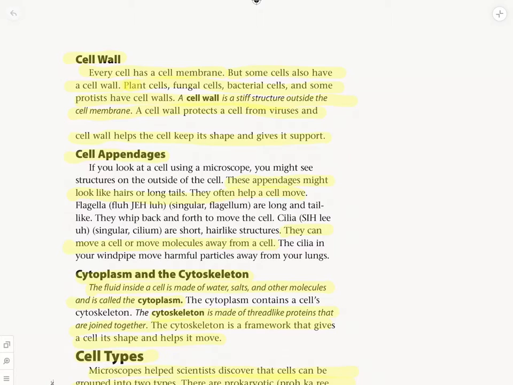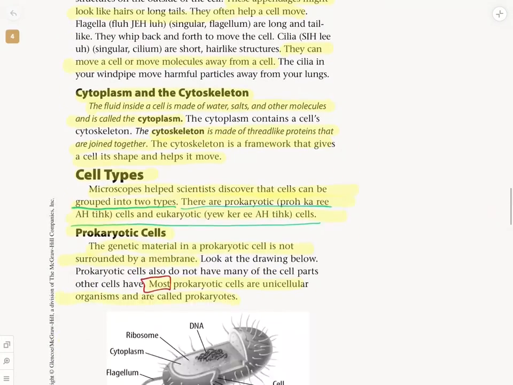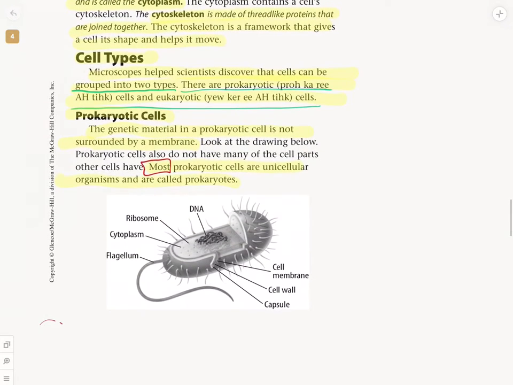The fluid inside a cell is made of water, salts, and other molecules and is called the cytoplasm. Cytoplasm contains a cell's cytoskeleton. The cytoskeleton is made of thread-like proteins that are joined together. The cytoskeleton is a framework that gives a cell its shape and helps it move.